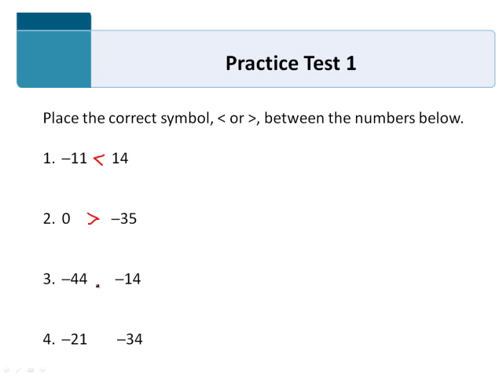Number 3, we have negative 44 and negative 14. Well, think about your number line. Negative 44 is to the left of negative 14, so that's going to make it less than. And number 4, negative 21 and negative 34. Once again, if you picture the number line in your head, negative 21 is going to come first, and then further to the left would be negative 34. So that means that negative 21 is greater than, because it's to the right of negative 34.